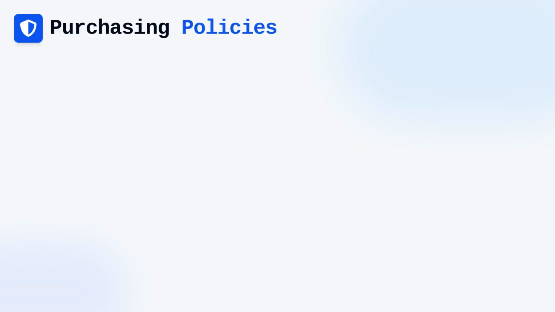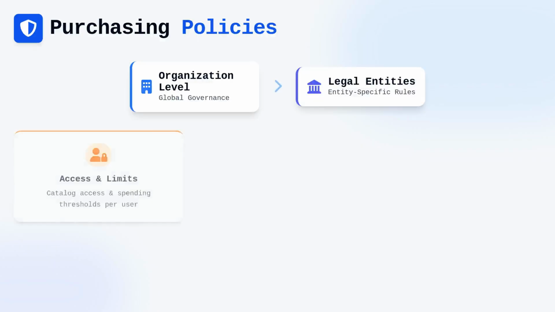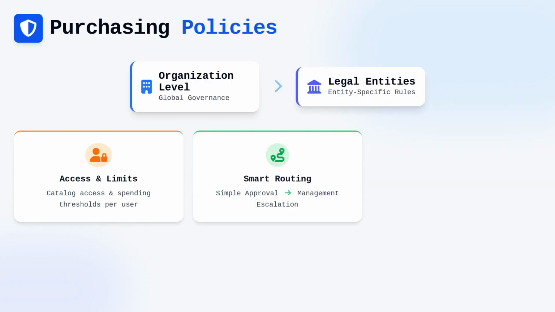Central to this module is the concept of purchasing policies, which act as the governing layer for the entire requisitioning process. You configure these at the organization level, or specifically for individual legal entities, defining who has access to which catalogs and what spending limits apply to specific users. Whenever a user submits a requisition, the system evaluates it against these policies to determine whether it requires a simple approval or an escalation to a higher management tier.